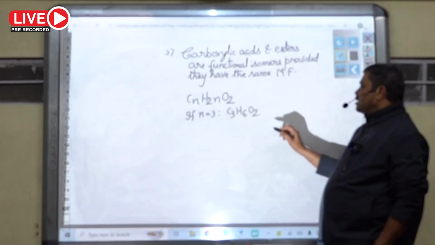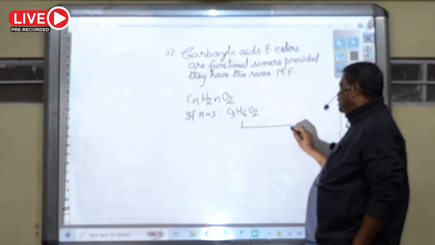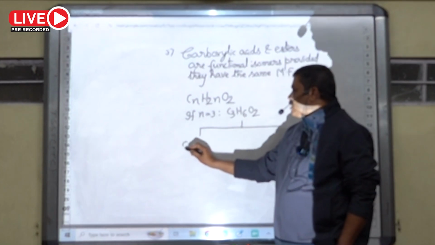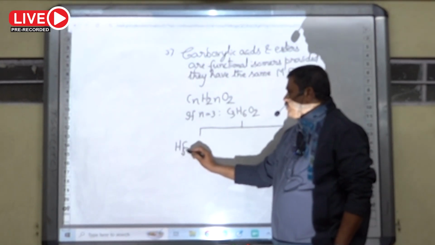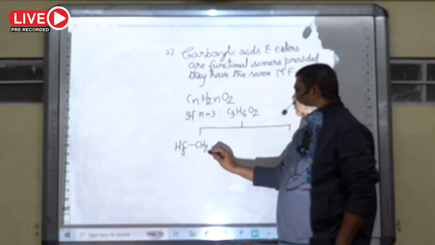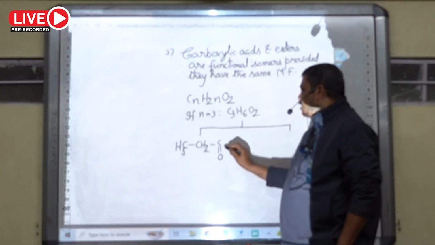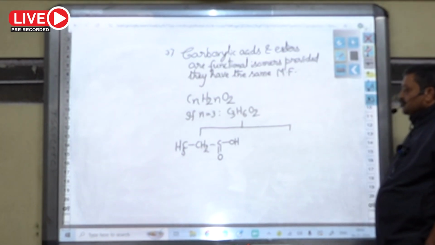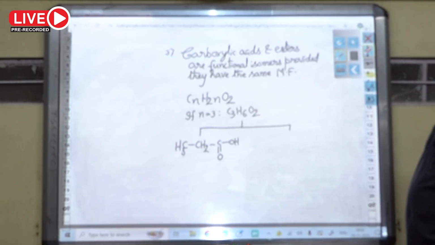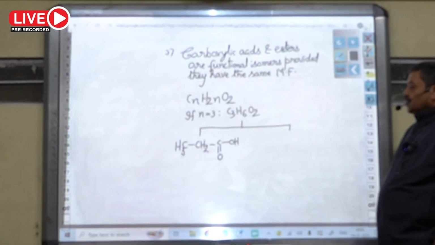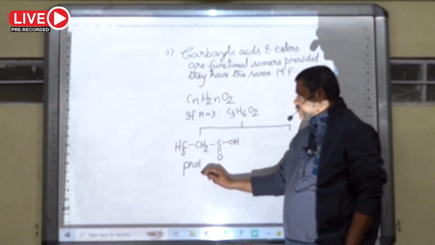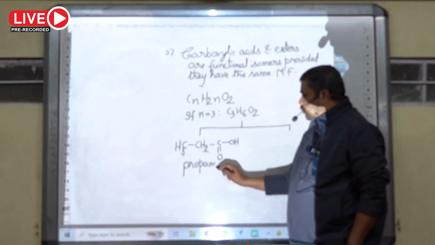Now the C3H6O2 can be written as CH3CH2COOH. See, there are 3 carbons, 6 hydrogens and 2 oxygens. It is called propanoic acid.